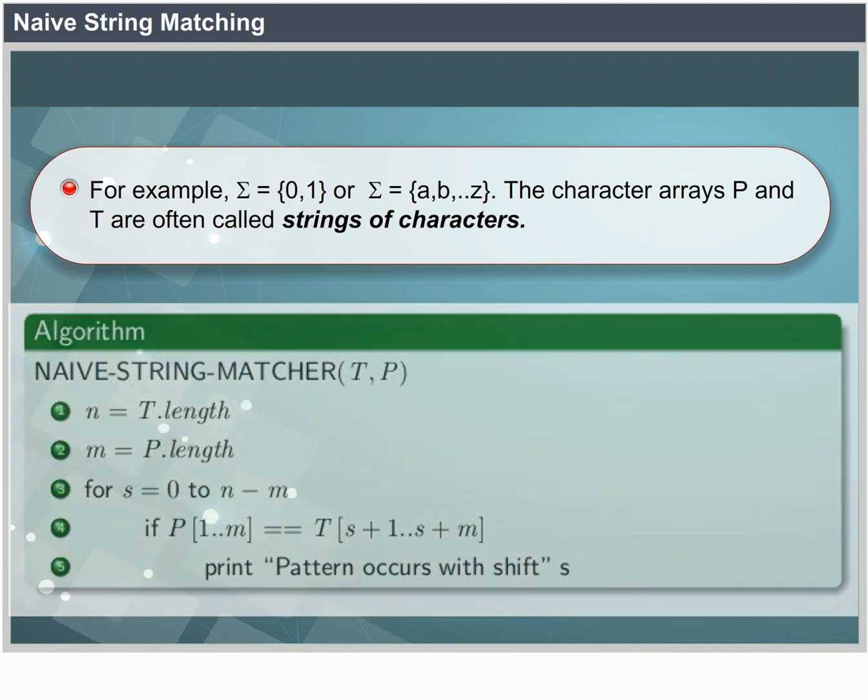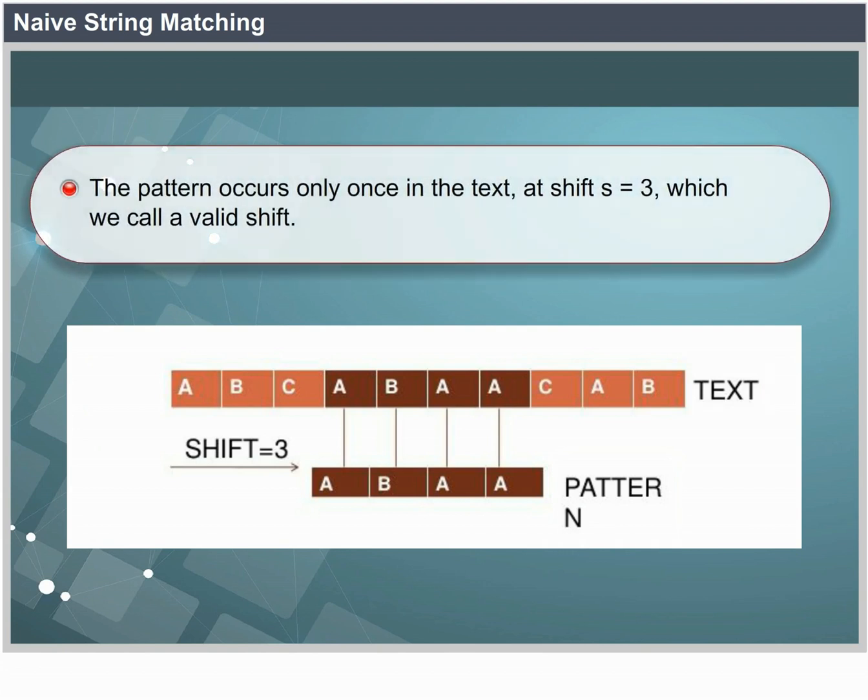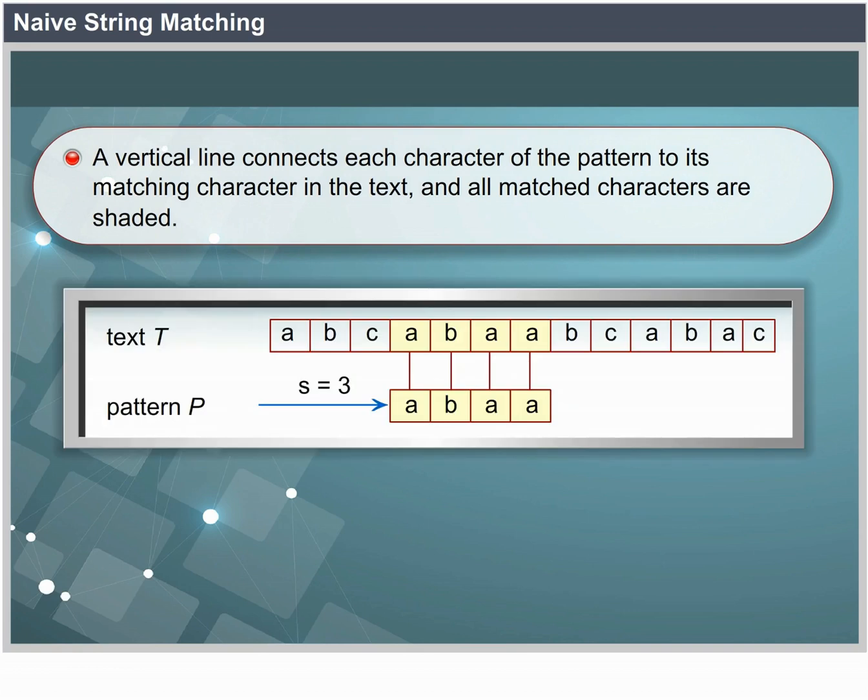An example of the string matching problem is shown in the figure below, where we want to find all occurrences of the pattern P equals abc... rather, P equals ABA in the text T equals ABCABABCABAC. The pattern occurs only once in the text at shift s equals 3, which we call a valid shift. A vertical line connects each character of the pattern to its matching character in the text, and all matched characters are shaded.